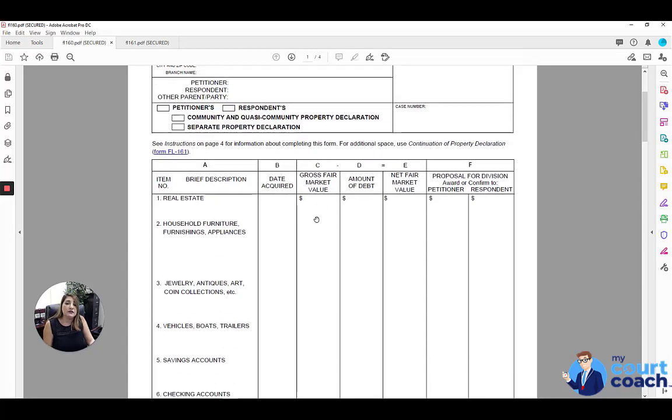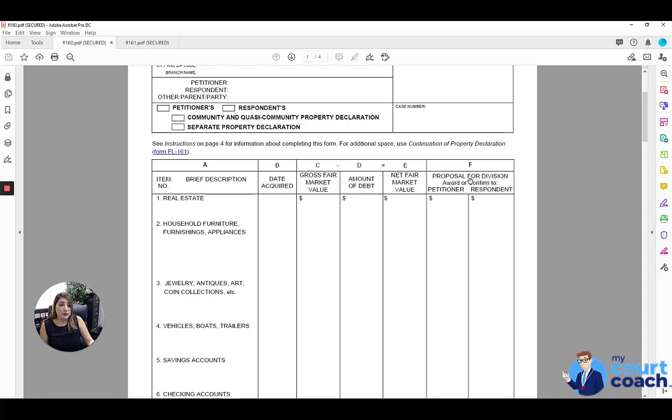Below that, we're going to follow these same instructions as though you're filling out a schedule of assets and debts. So for real estate, you want to list the address for any property you may have, date acquired, fair market value. If you've had it appraised recently, it would be your appraisal value. Otherwise, you can use real estate sites such as Zillow.com or Redfin.com to come up with your estimate, your amount of debt that's owed on it, and that will give you your net fair market value.